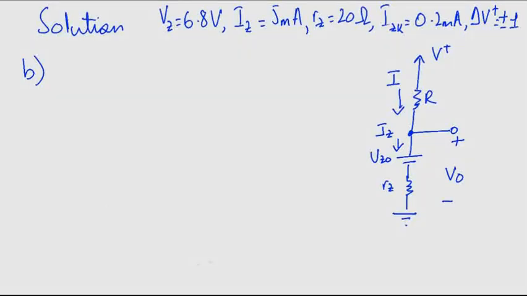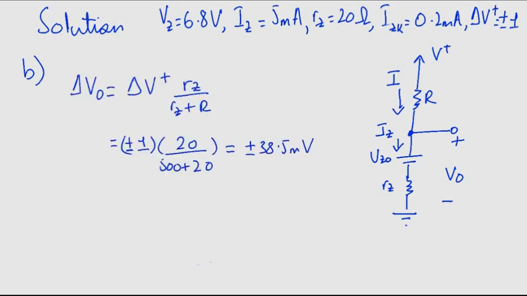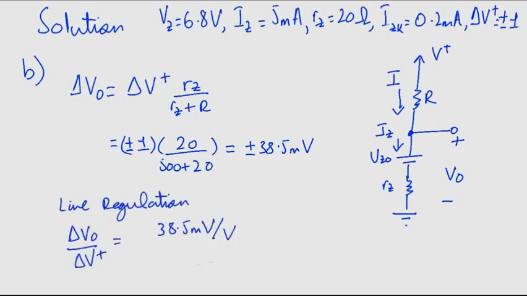For part B, to find the result on the output from a plus or minus 1 volt change in V positive, we can employ a voltage divider. When we put in our values, the answer comes out to be plus or minus 38.5 millivolts. However, we were asked for line regulation, which is 38.5 millivolts per volt.